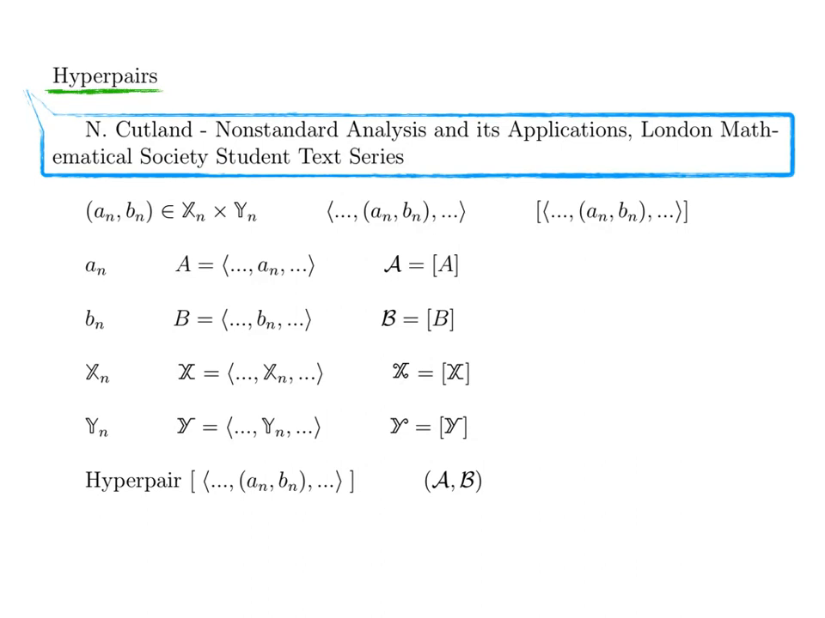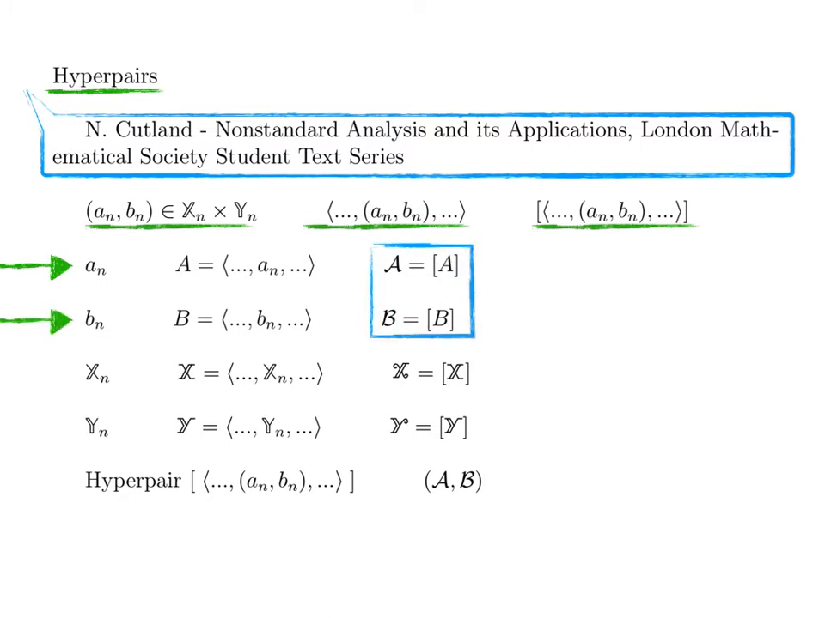Let us consider a pair of elements A and B inside the Cartesian product of the two sets xn, yn. We can build a sequence of pairs and we can build an equivalence class of this sequence. With every element an and bn, we can build two hyperreal numbers. And with the sets xn and yn, we can build the hyperset curly x and curly y.